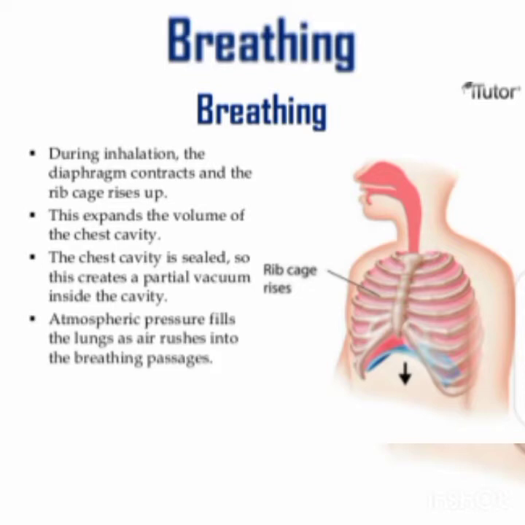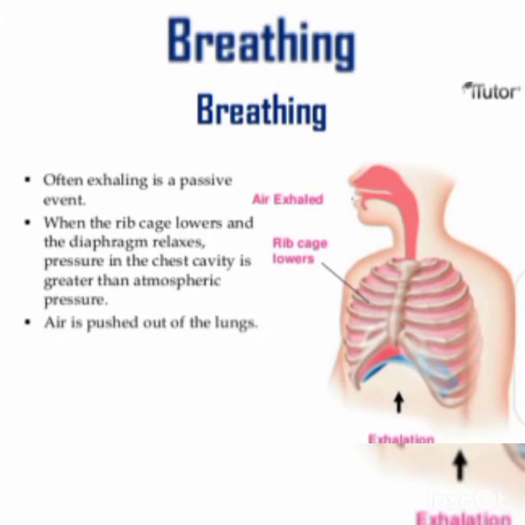You can see the rib cage as it rises during inhalation. Often exhaling is a passive event. When the rib cage lowers and the diaphragm relaxes, pressure in the chest cavity is greater than atmospheric pressure. Air is pushed out of the lungs. You can see air exhale, the rib cage lowers.